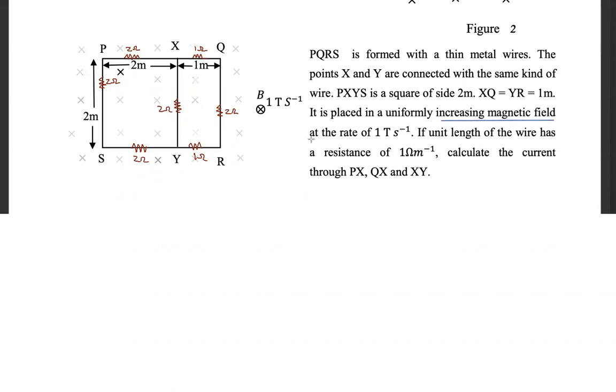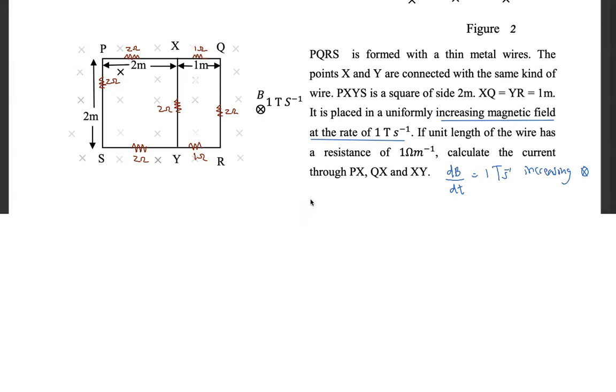Increasing magnetic field at a rate of 1 Tesla per second into the plane, that is dB over dt. dB over dt is 1 Tesla per second into the plane. Okay, increasing in this direction. Fine. Now what is the question? We are supposed to calculate the current through PX, QX and XY. So now I'm going to apply Lenz's law.